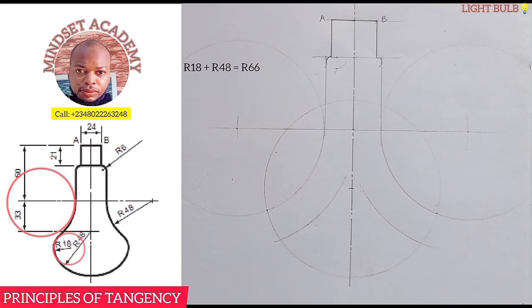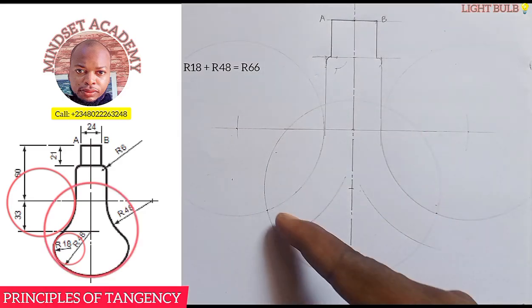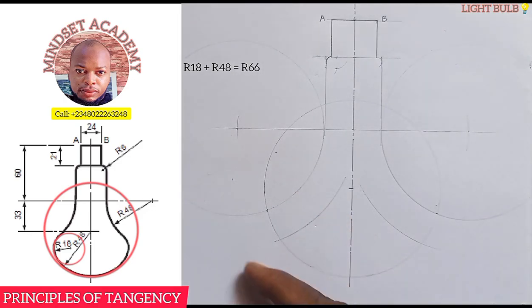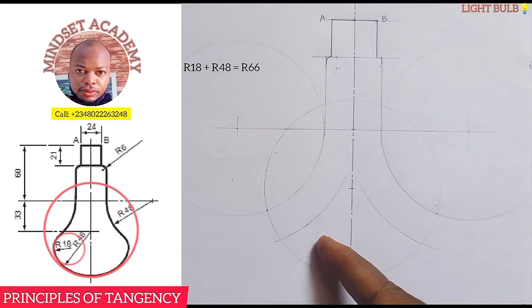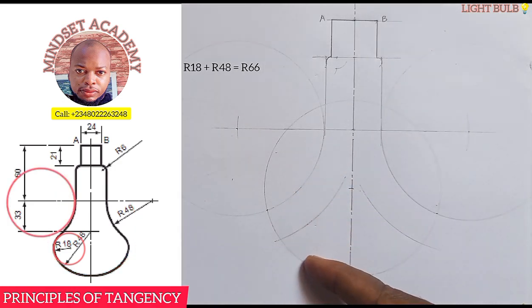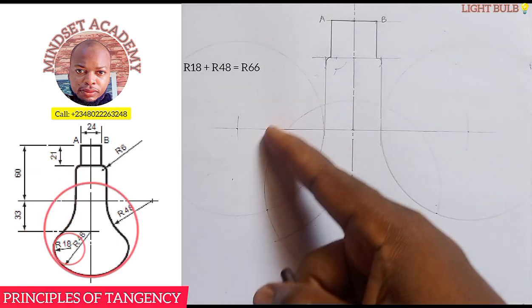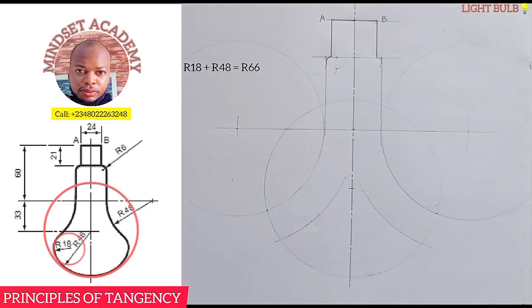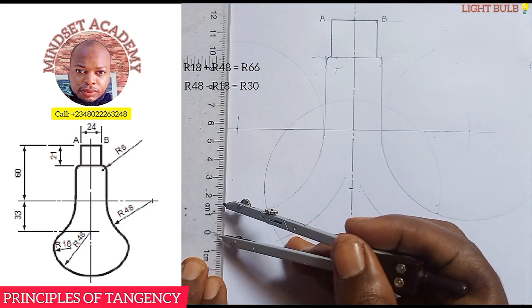Can you see that? Now that same circle you're seeing is now inside this other circle here. So when the circle is inside, you're going to subtract. But when the circle is outside, you add. So this is inside this bigger circle. So you're going to subtract the radius of this one from that one. So 48 minus 18, and that will give us what? We said it is 30. So I'll measure 30. That's what I did.